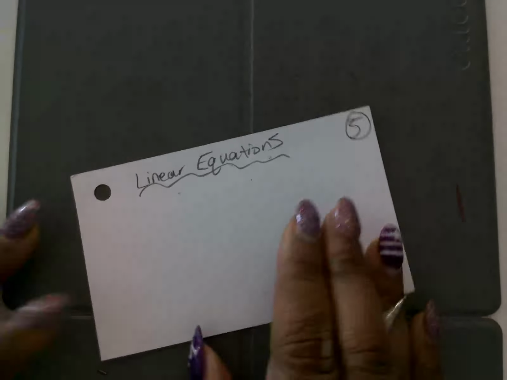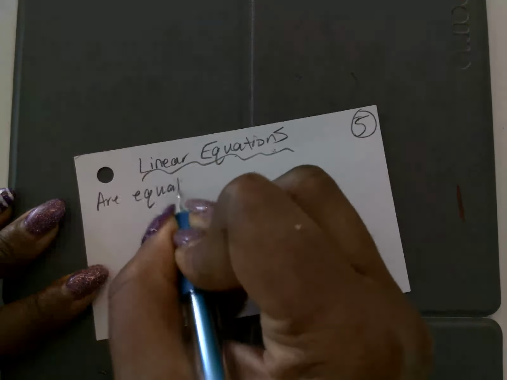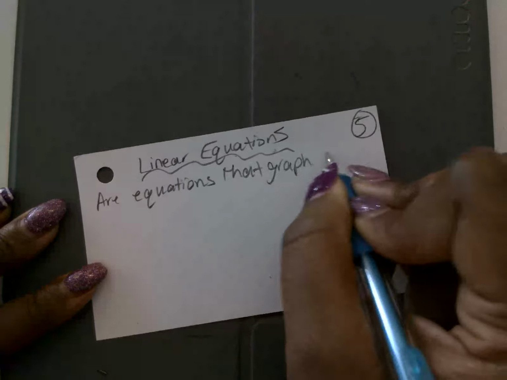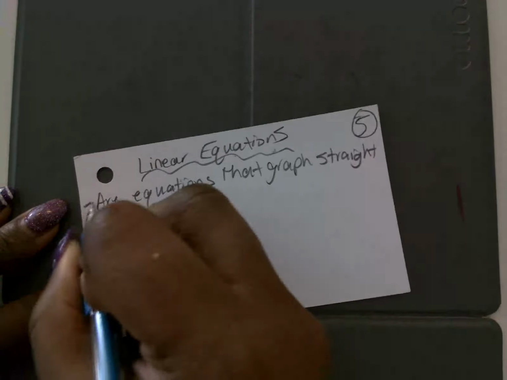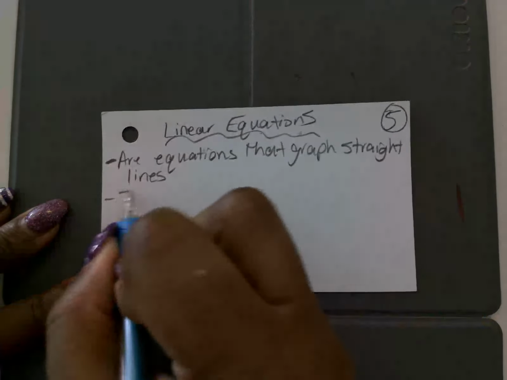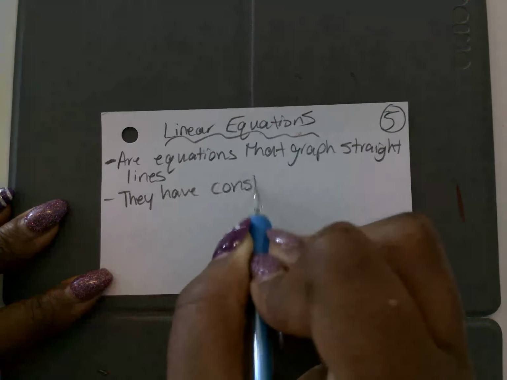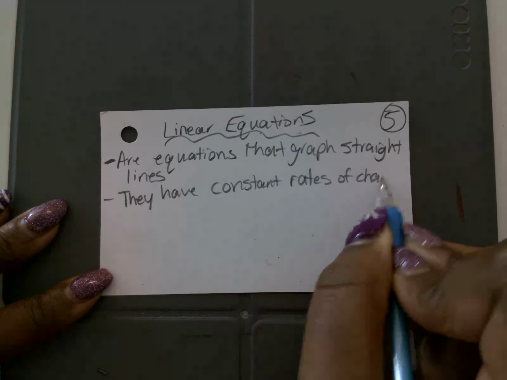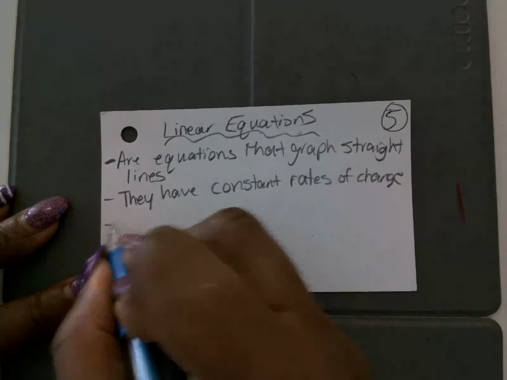Linear equations are equations that graph straight lines. They have constant rates of change. They can be written in many forms.